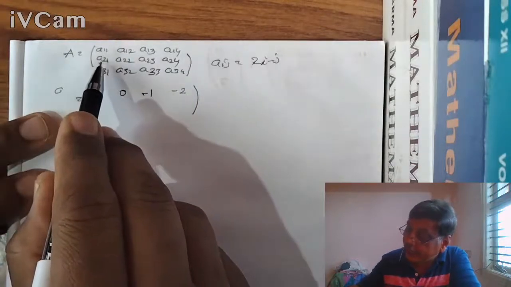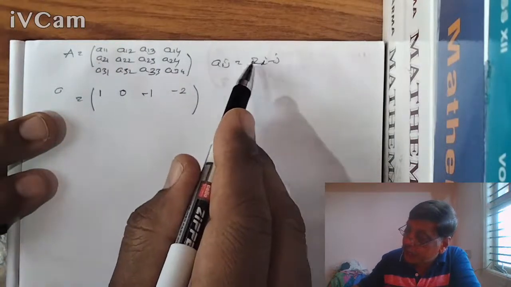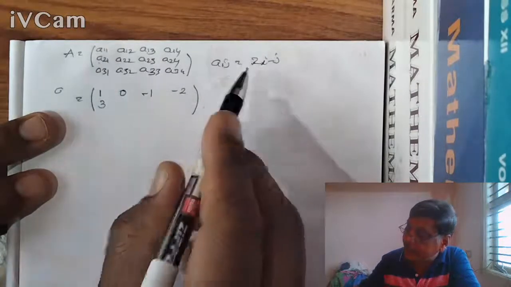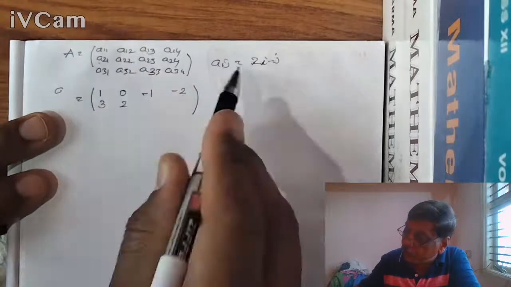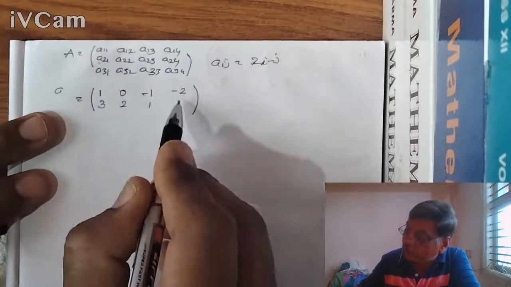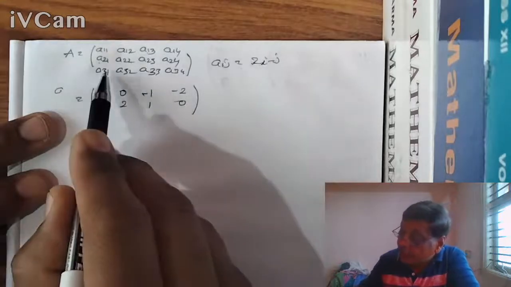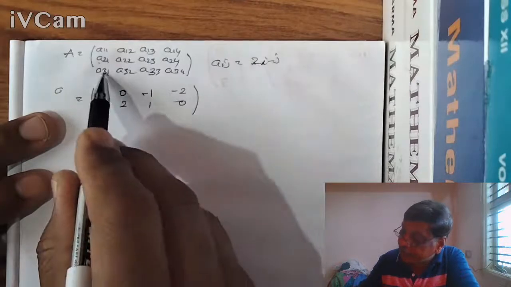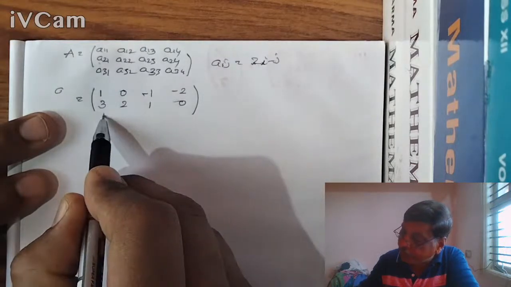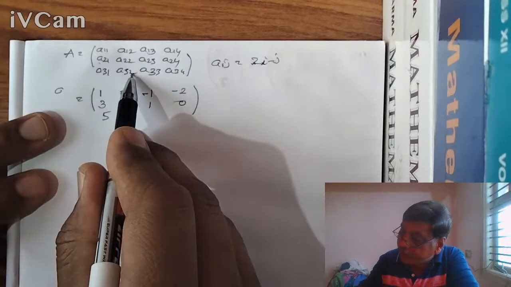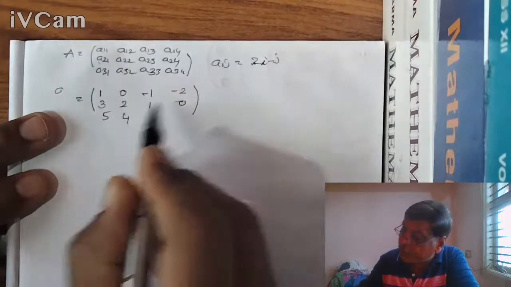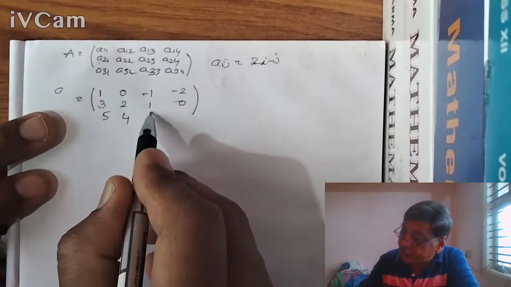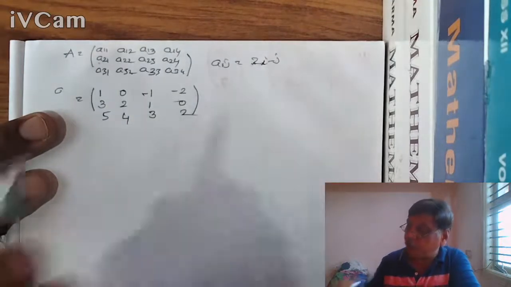Next, A21, here in the second row, i is 2. 2 into 2 is 4. j is 1. 4 minus 1, 3. 4 minus 2, 2. 4 minus 3, 1. 4 minus 4, 0. In the third row, i is 3. So what happens here? 3 into 2, 6. 6 minus 1, 5. 6 minus 2, because j is 2, 4. 6 minus 3, because j is 3, is 3. 6 minus 4 is 2. So this is the answer.